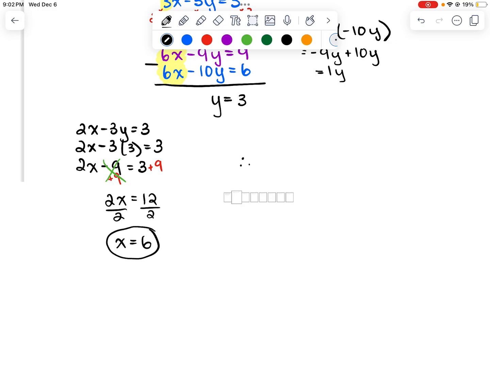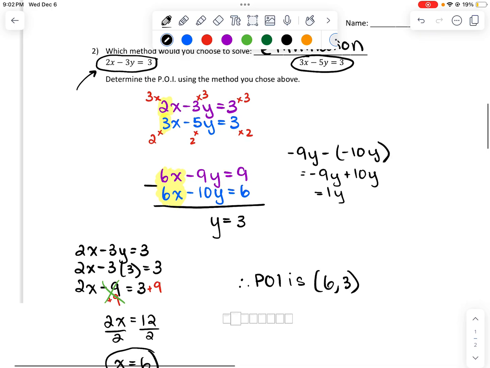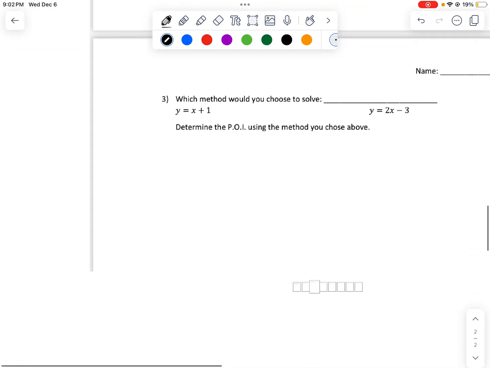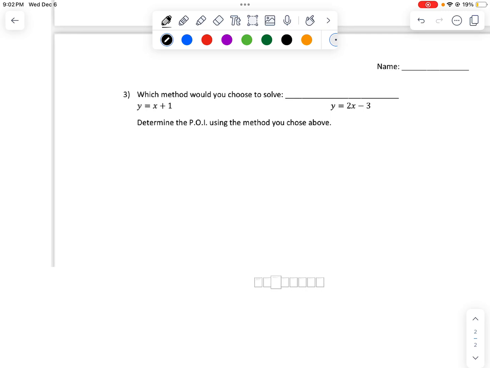So I know, therefore, the POI is 6, 3. So that's where the two lines will intersect, and that's elimination. I think I put one more. So if you feel like you need another one, keep watching, and if not, just turn this off.